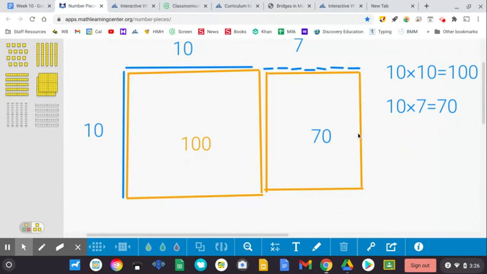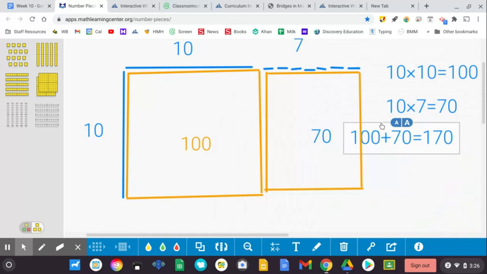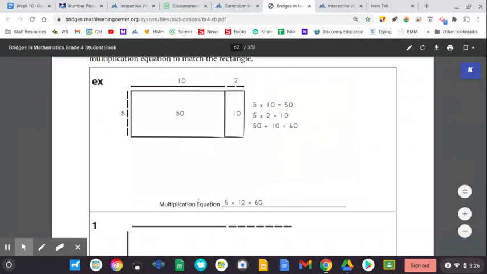So I need to write 100 plus 70 equals, and what does 100 plus 70 equal? Yep. So there we have it. And are we finished? Let's double check. We are not. It tells us we have to have an equation.